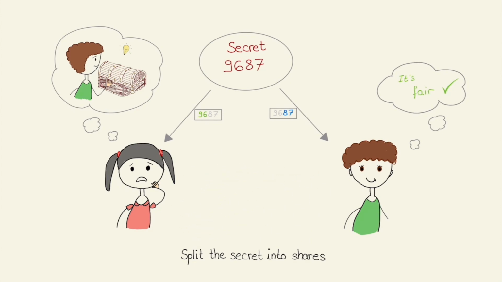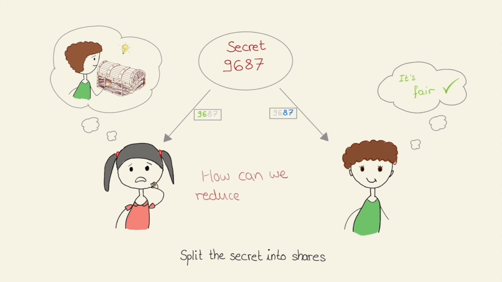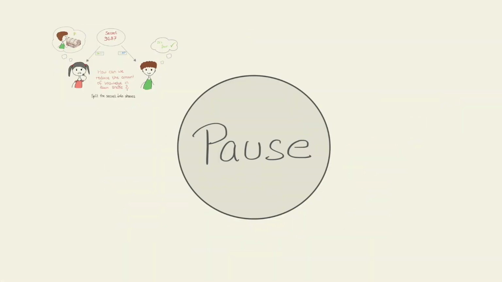To find a more secure secret sharing scheme, the question we need to solve is how can we reduce the amount of knowledge that each party has about the secret while staying fair? Again, it's time to pause the video to think about a possible solution. Let us know in the comments how you would solve this problem.